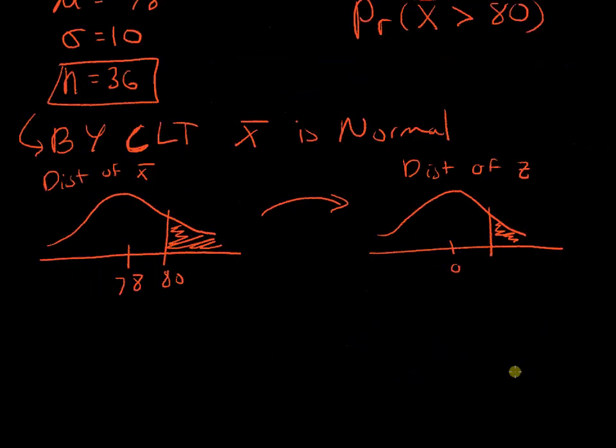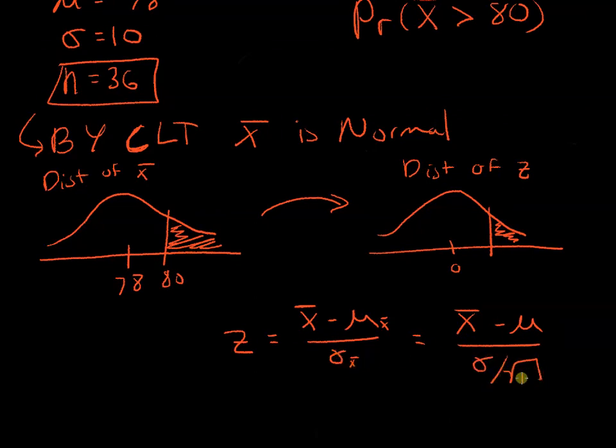All right, so remember the equation used to be, when I was going from x to z, just plain old x to z, I used to use this equation, z equals x minus mu over sigma. All right, so now I need to change this from being an x to being an x bar, right? And so instead of mu, it needs to be mu of x bar and sigma of x bar, right? So we know that mu of x bar is the same thing as mu, and then sigma of x bar is sigma over the square root of n.